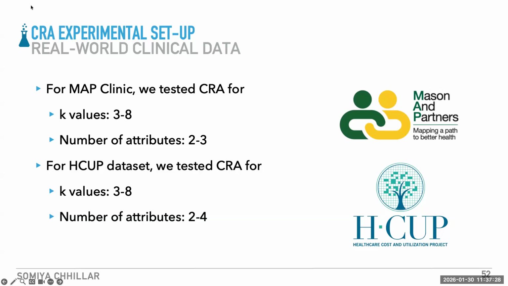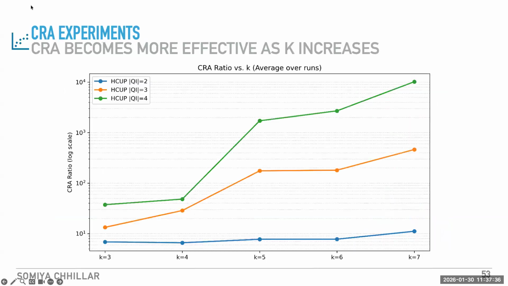And for each configuration, we measured the total number of plausible assignments before and after applying CRA to compute the CRA ratio. So this is one of the results we got. Something that's interesting is that CRA becomes more effective as K increases, as you can see here, where the CRA ratio reaches 10 to 4 for EdgeCup with 4 attributes. This is very counterintuitive because a higher value of K is supposed to mean more privacy.